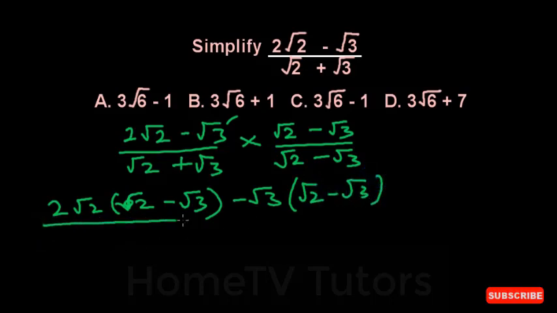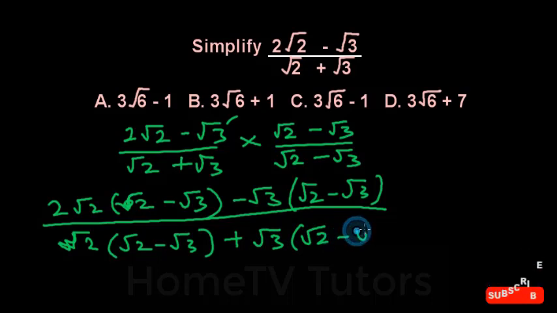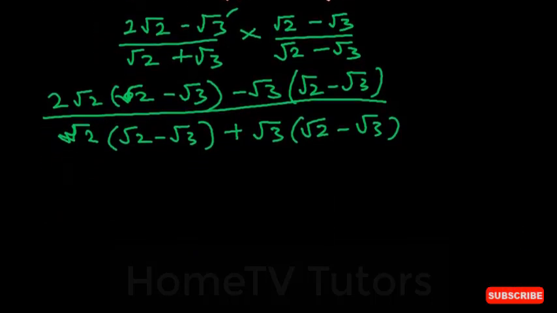Alright, so let's work on the denominator. So we have root 2 to multiply root 2 minus root 3. Alright, so we have plus root 3 to multiply root 2 minus root 3. Alright, so now let's move it up, from our working. So now we do that.